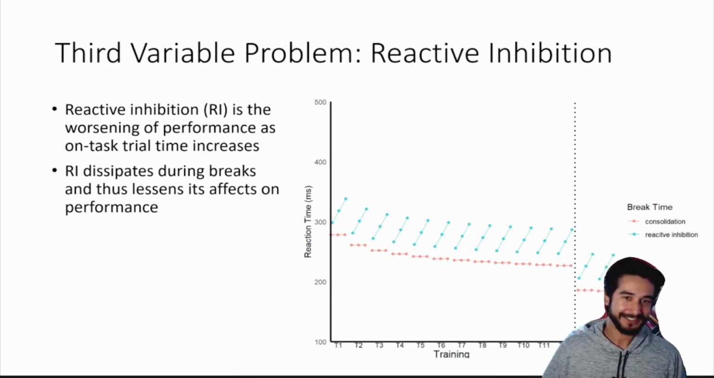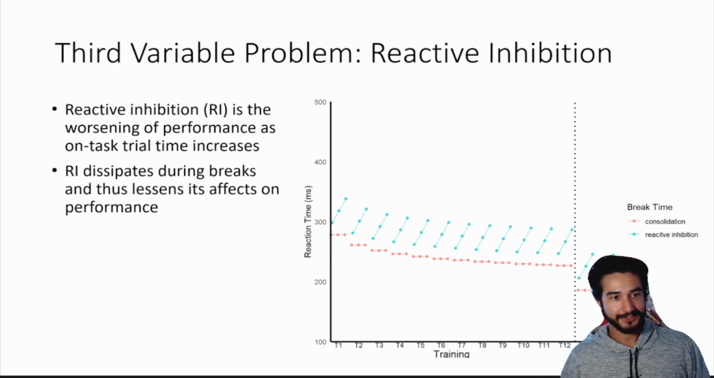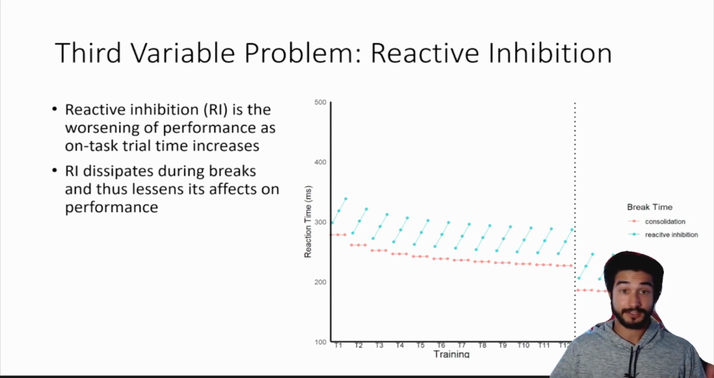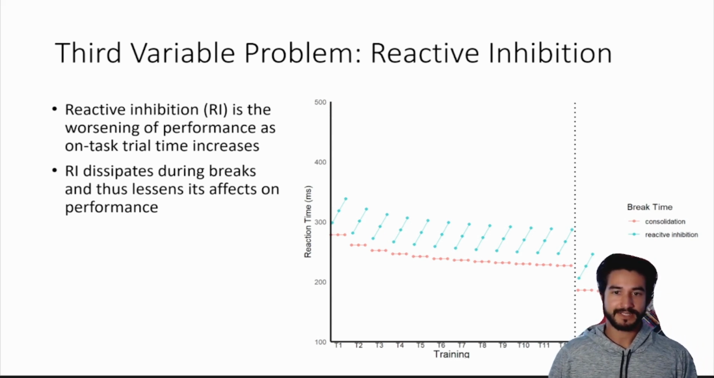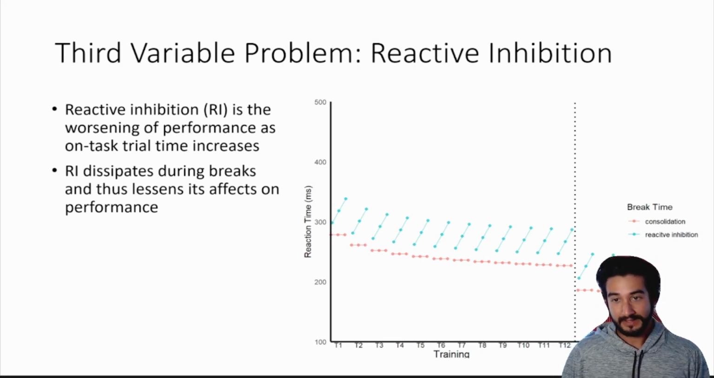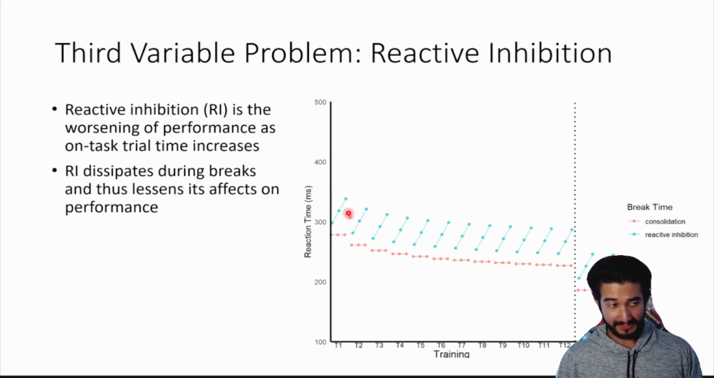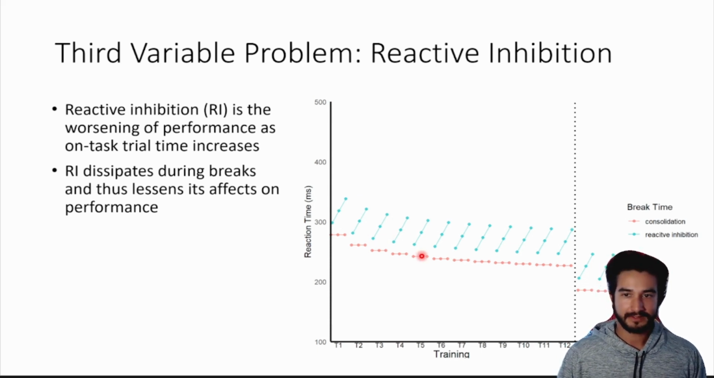Essentially, what I'm trying to say here is that there could be a third variable problem that could be explaining why it looks like there's no learning occurring during the trial, or online learning, but there's learning occurring between trials, aka offline learning. So enter reactive inhibition, or RI, as I'll say. RI is just the worsening of performance as on-task trial time increases, and this looks like this blue line here. So within the trial, you get worse as you continue the task, but then between trials, reactive inhibition dissipates, and you get better at the beginning of the next trial, and then it comes back, and same thing over and over again. So it goes up during the trial, and then down between trials.